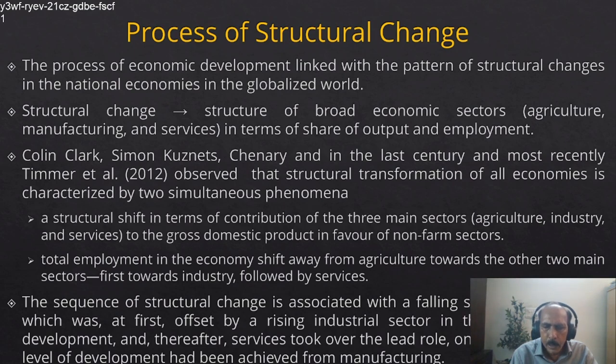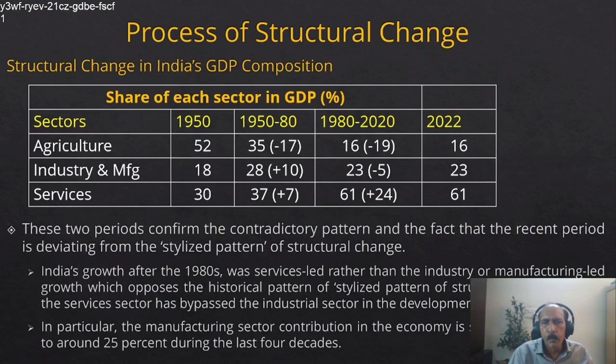first towards industry, followed by the services. The sequence of structural change as observed by these economists empirically in various economies is that the falling share of agriculture was at first offset by a rising industrial sector in the early stages of development, and thereafter the service sector took over the lead, and only after a fairly high level of development, the service sector started contributing more towards GDP as well as in employment. And therefore, this sequence is observed in most of the economies.